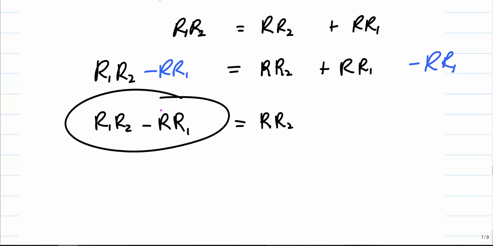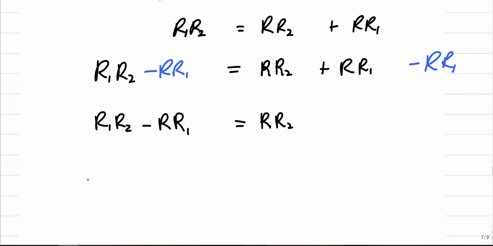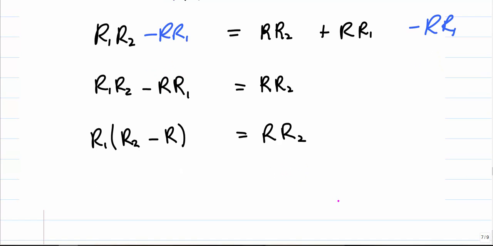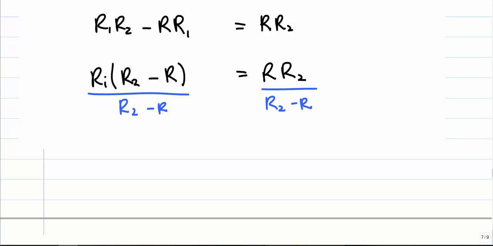These aren't like terms, but what I can do is factor. They both have an R1. So if I factor out an R1, I would be left with R2 minus R. Of course, that equals R R2. And so now, to solve for R1, all I need to do here is divide by R2 minus R, and I will have what I wanted. Yes, that's multiplication, guys. I will have an equation that is R1 equals.